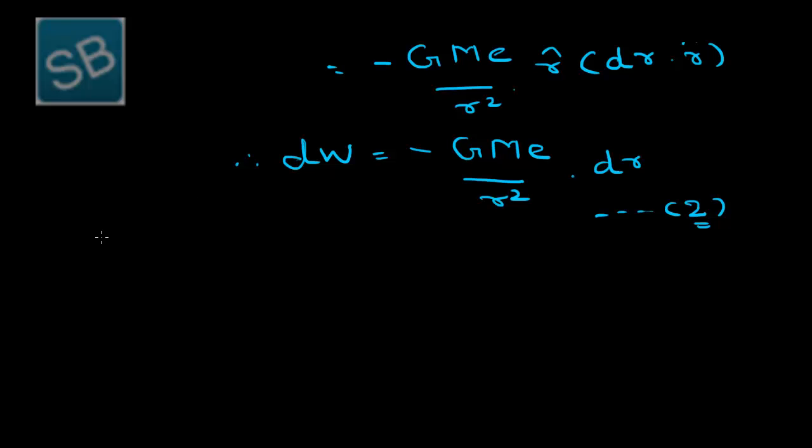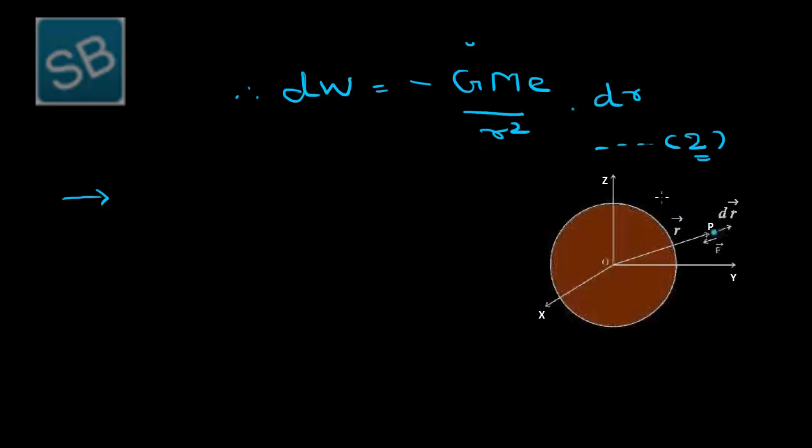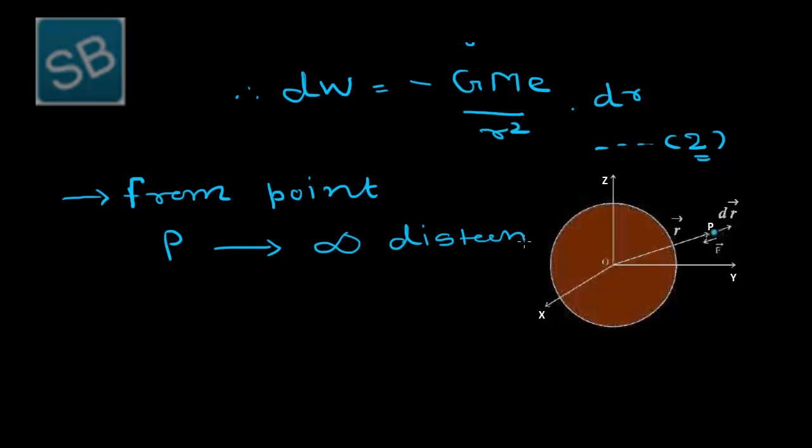Now the entire path, if you see, again I am giving you the image. So the entire path from point P to infinite distance can be divided into a large number of intervals. We can consider this particular path, the entire path as we have seen in the definition of gravitational potential, that we have to take this object from infinite distance to point P.